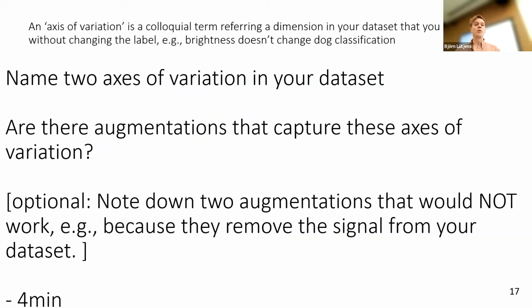Okay, so we're at this point where hopefully you have an idea of what an axis of variation means. And I would ask you to pair up with the person next to you to brainstorm two axes of variation in your data set and whether there are any augmentations you can think of that capture these axes of variations. Optionally, you can also note down two augmentations that would definitely not work because they remove the signal from your data set. You have about 3 minutes for that.